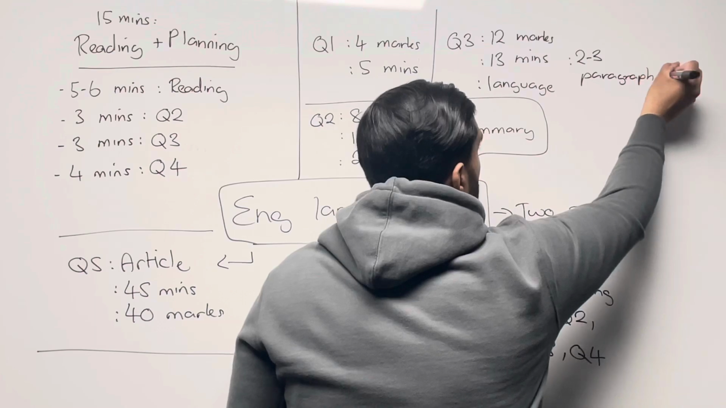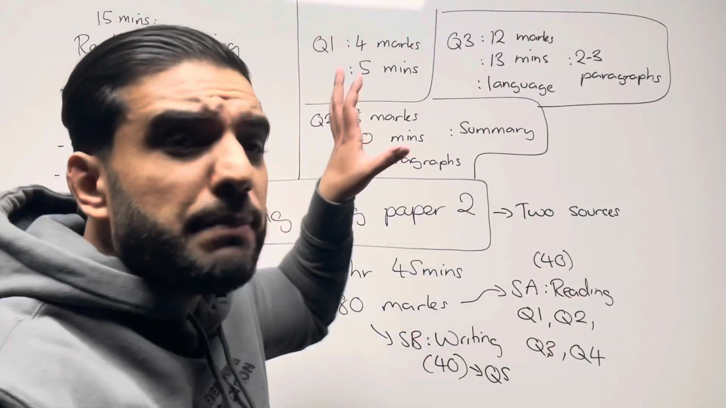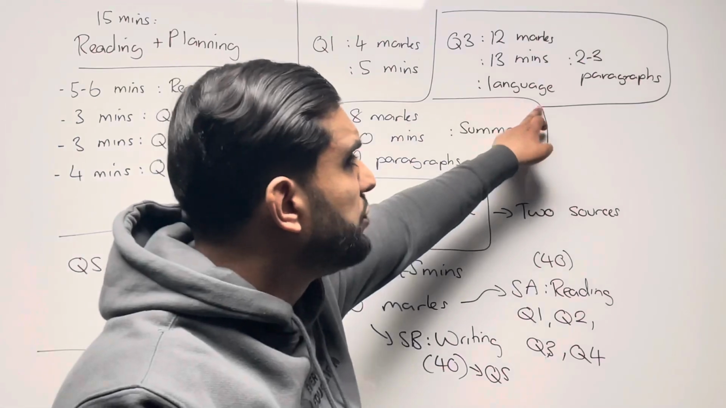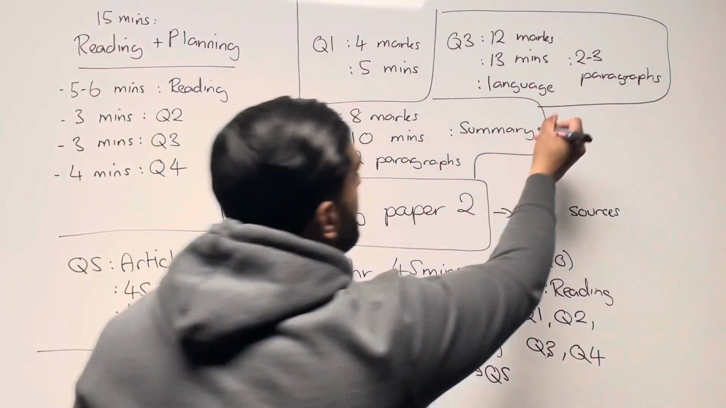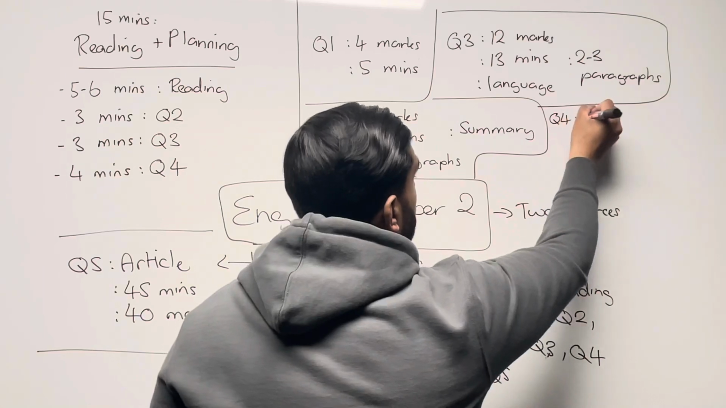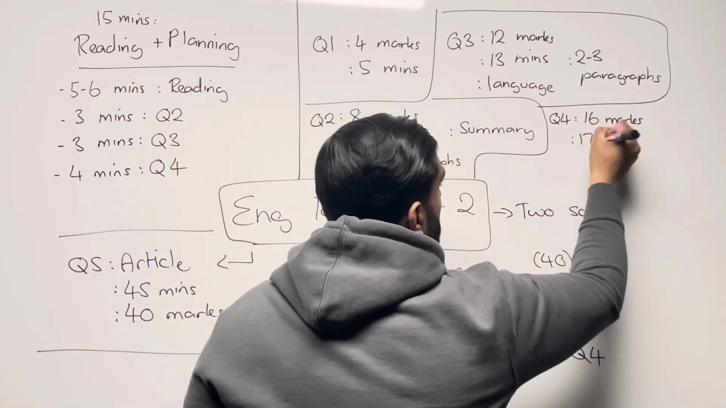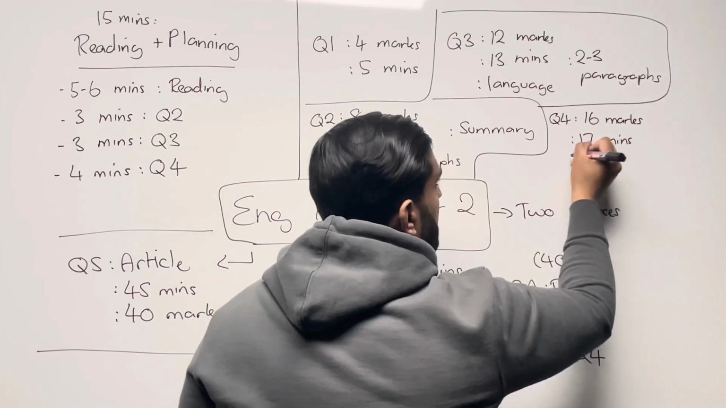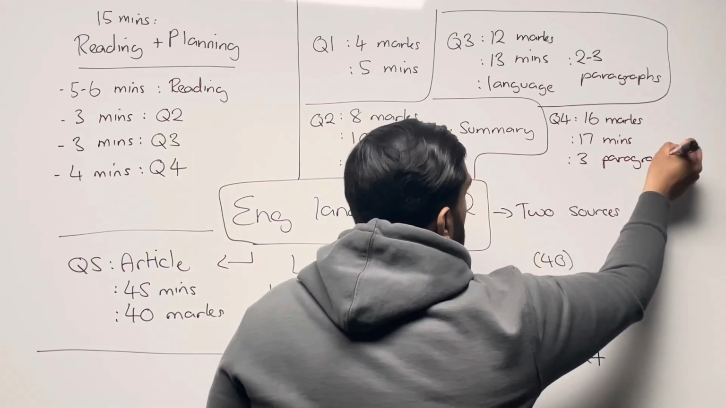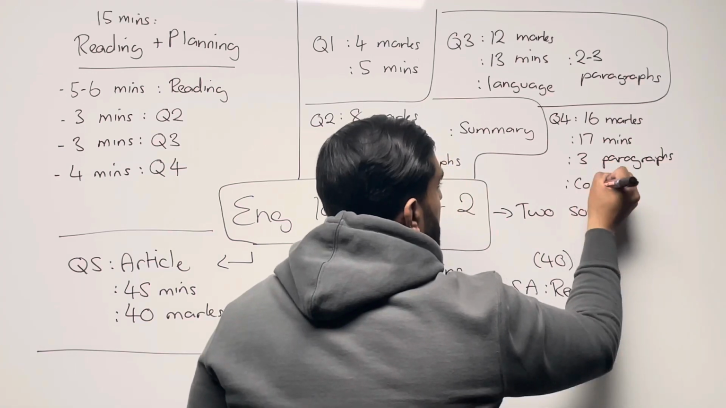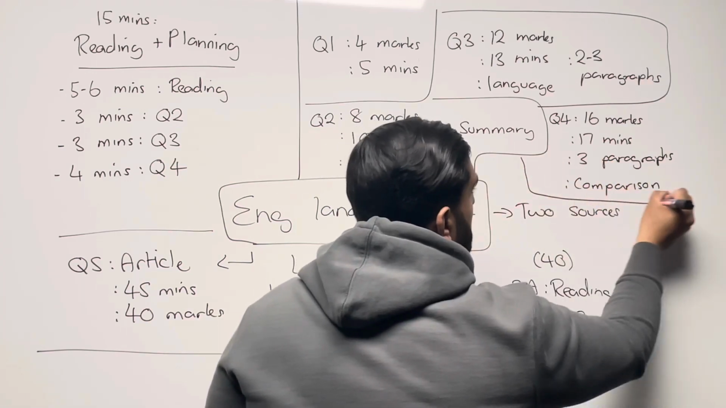Now again, when I release the video about question number 3, that will make much more sense and I will cover that in more detail. I repeat, this is just to give you an overview. And then we move on to question number 4, guys. This is worth 16 marks. You want to spend approximately 17 minutes and you want to write anywhere between 3 to 4 paragraphs. And this question is a comparison question where we are comparing writers' methods.